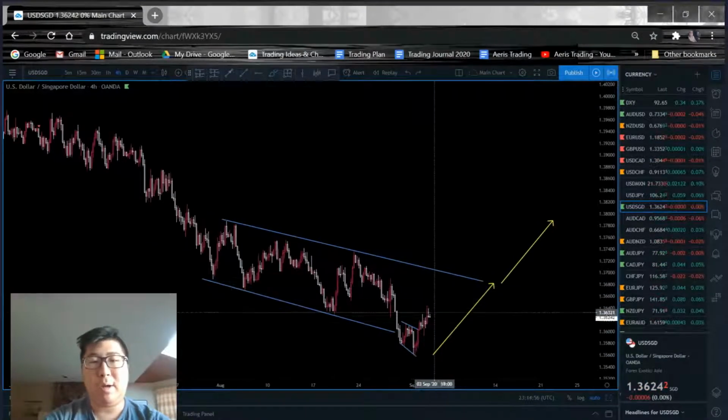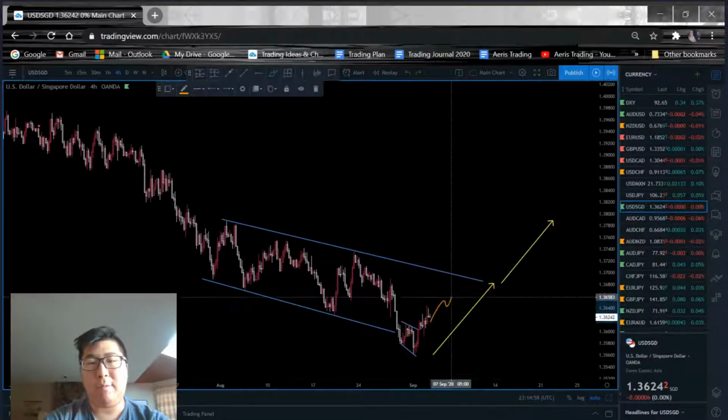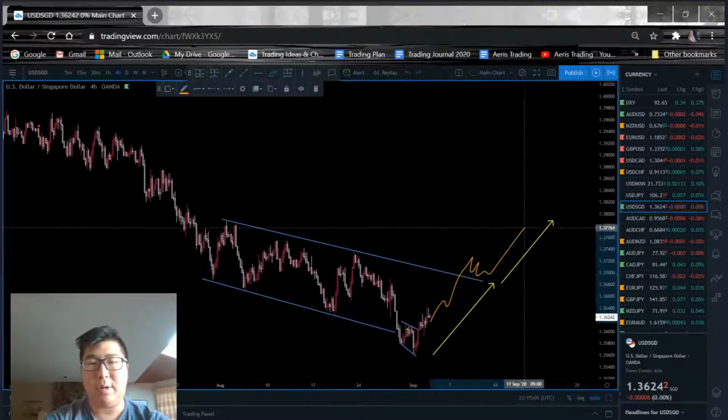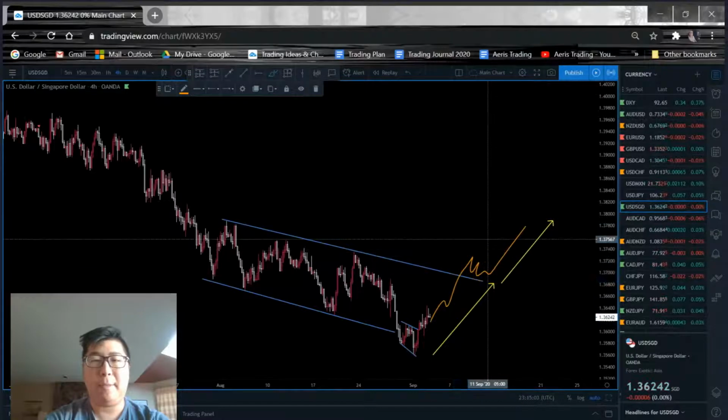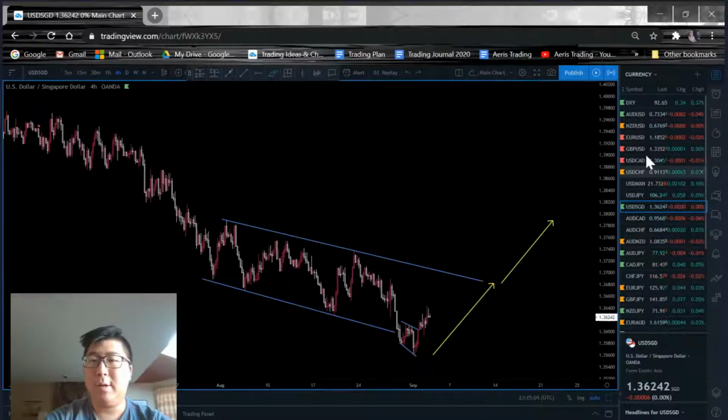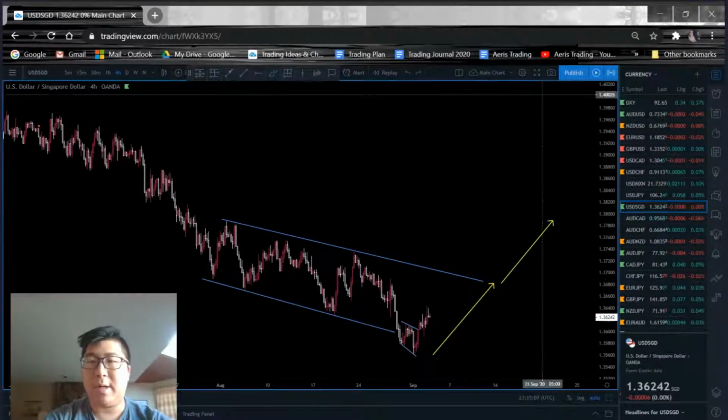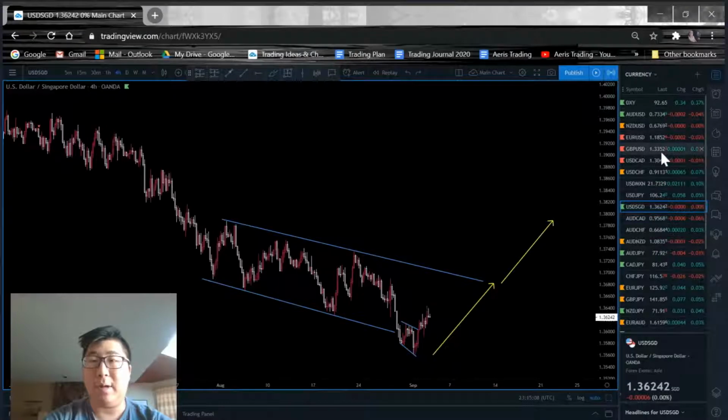For this one, I would wait for a little bit more clarity, wait for price to push up out of the structure here, and then wait for the buy here. All right, so that's dollar Singapore dollar. So that is kind of all the dollars that I'm looking at for this upcoming 24, 48 hours.